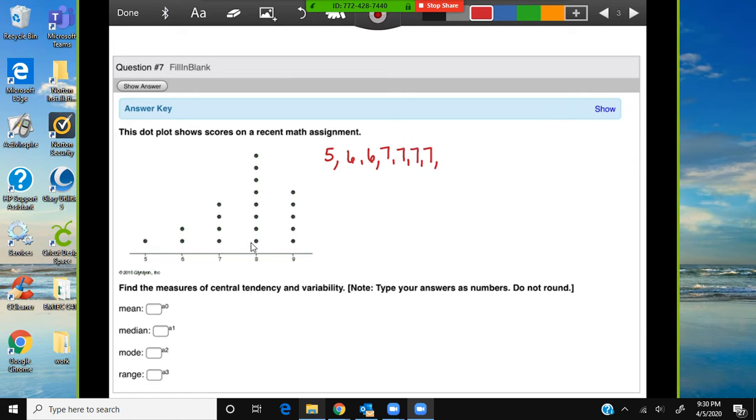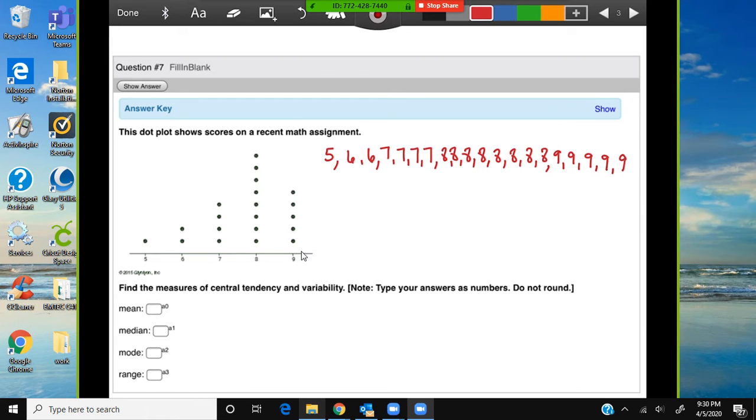We have 8 scores of an 8. So I'm going to write it 8 times. And then we have 5 scores of 9. So 1, 2, 3, 4, 5. And now it's going to make it easier for us to find these central tendencies.